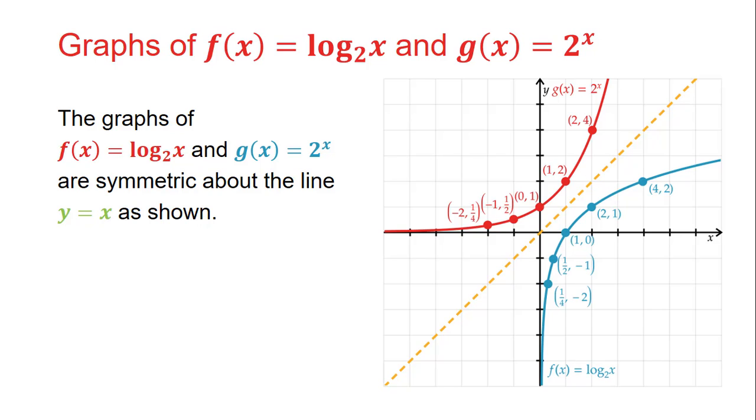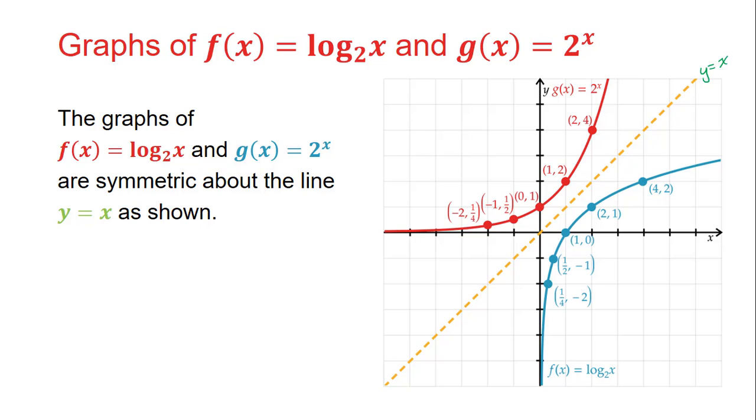So the graphs of y equals log to the base 2 of x and y equals 2 to the x, because they are inverse functions, when we graph them on the same coordinate system, we find that they are symmetric about the line y equals x. So if I draw this diagonal line through (0, 0) with a slope of 1, that is my graph of y equals x. And if I fold my graph along that dotted line, I'll see that they are mirror images of each other.